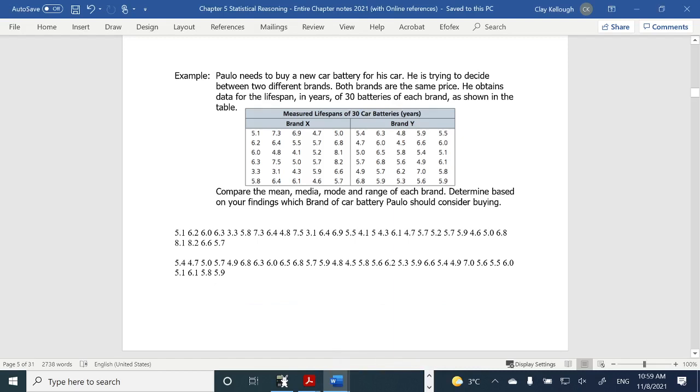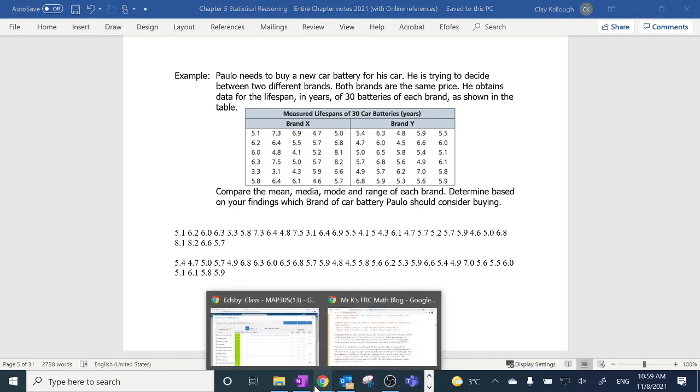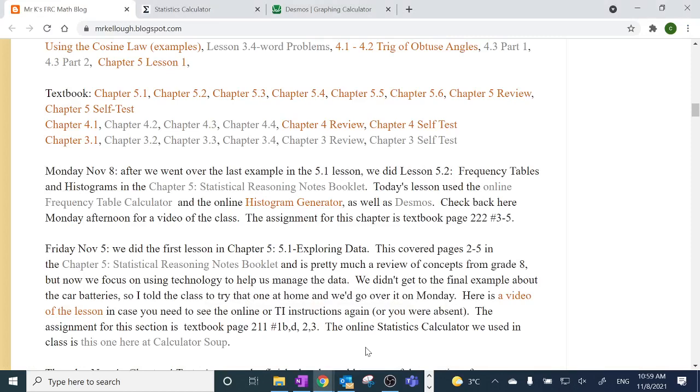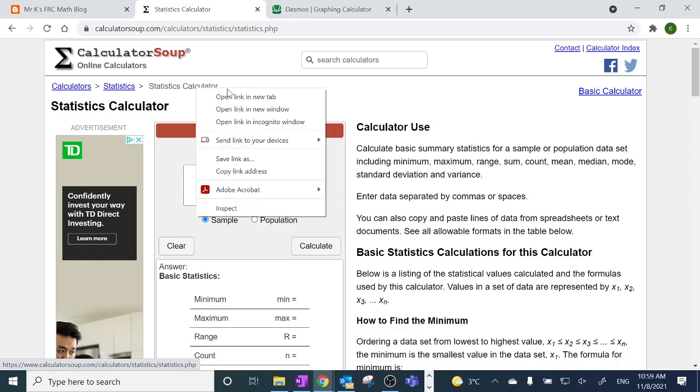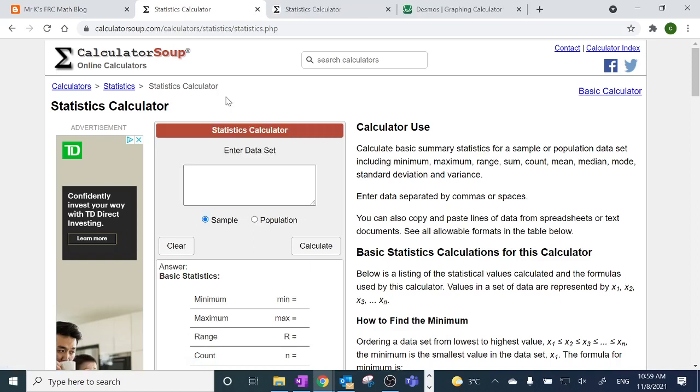So we are going to compare mean, median, mode, and range for these two brands of cars. I'm going to open up Calculator Soup, which I've already opened. Feel free to just Google Calculator Soup. When you go to Calculator Soup, you want the one that says Basic Statistics Calculator. Then you enter all these data points from the example. You'll have to do this twice, so feel free to open it twice, and then we can compare them.